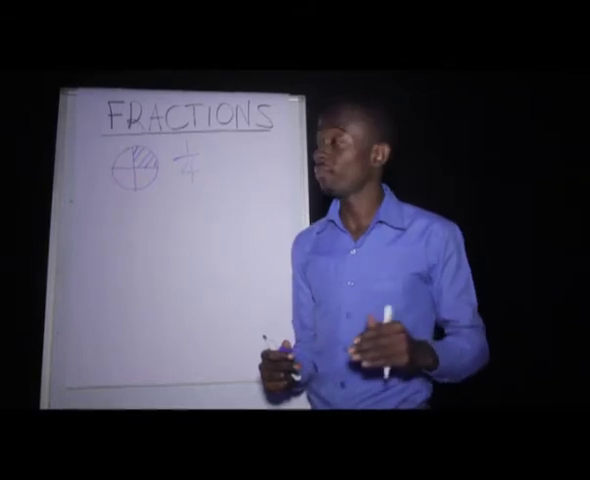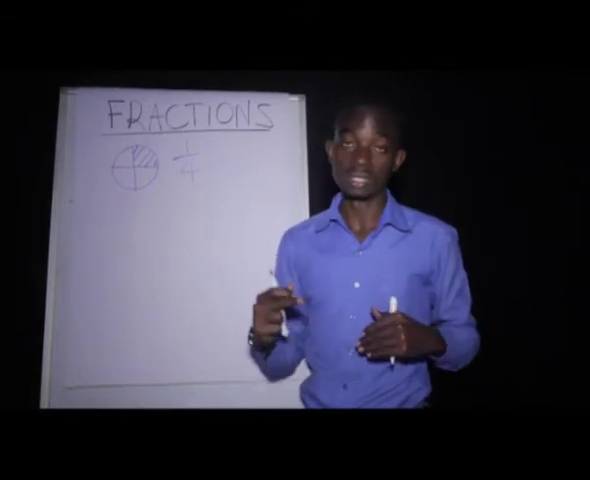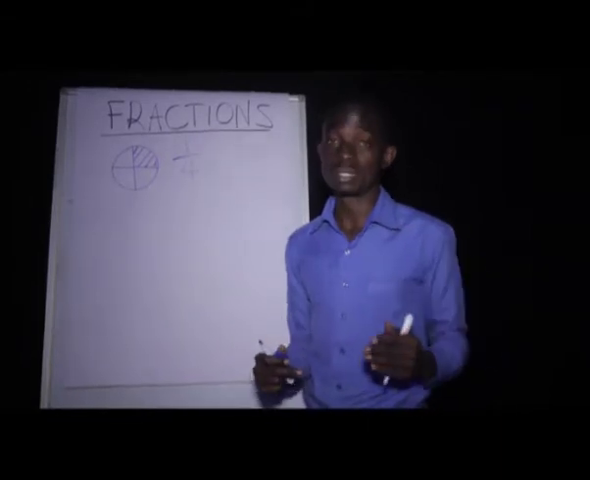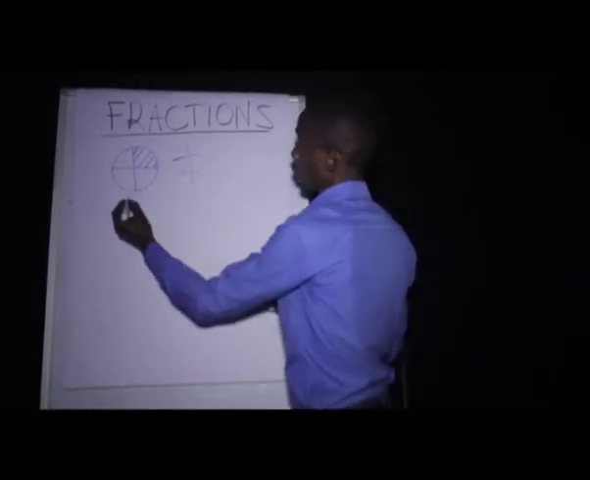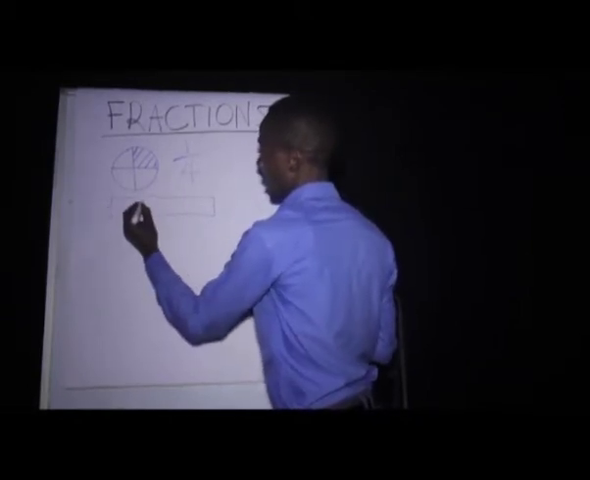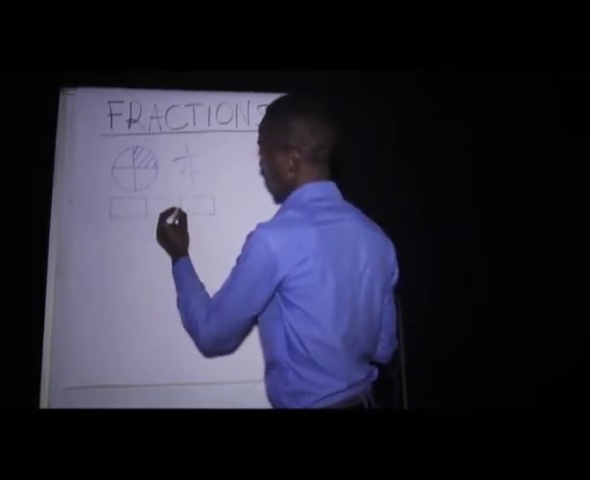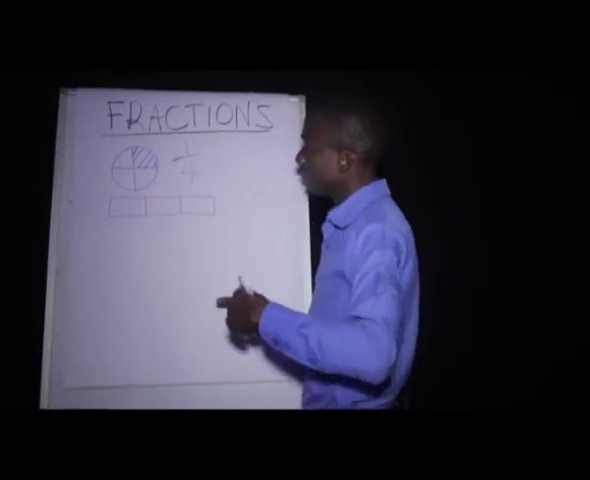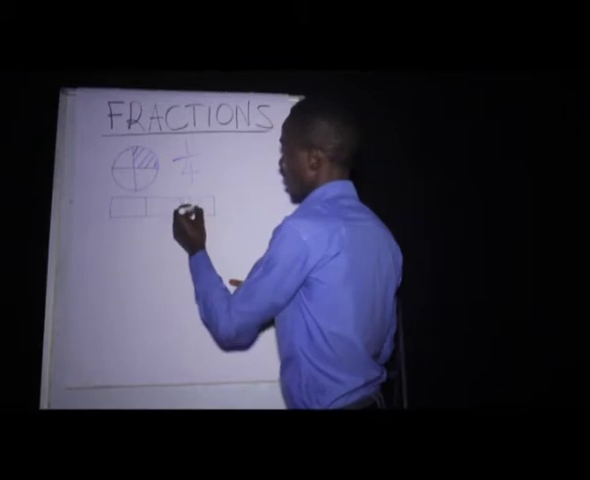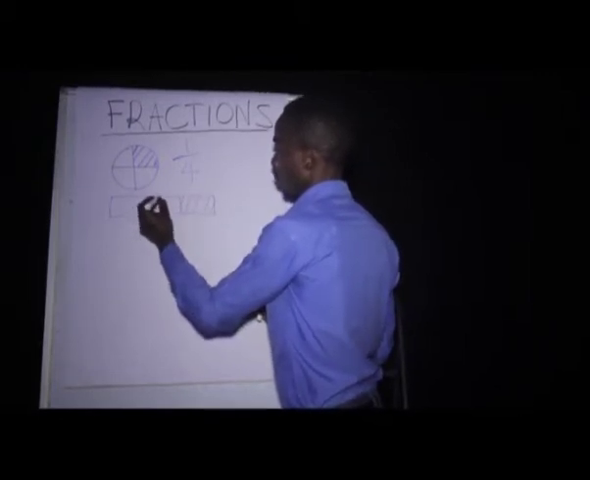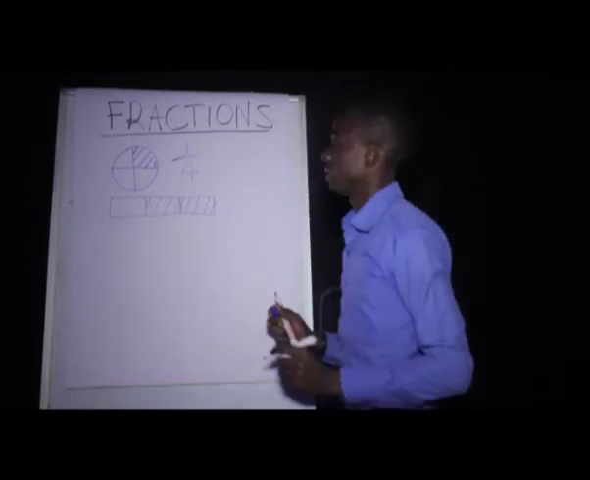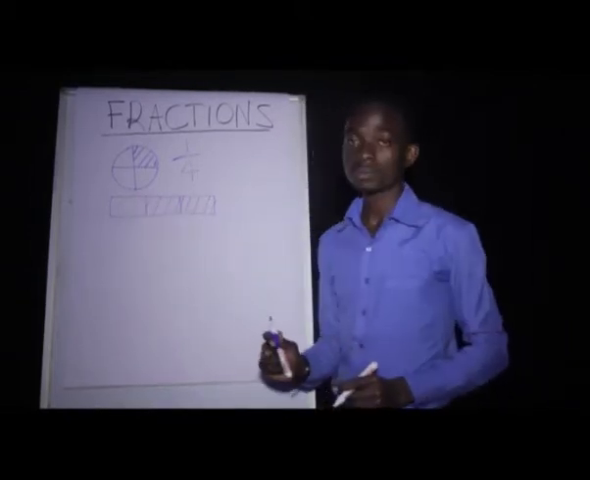Or maybe I have one long sugar cane, and I divide this sugar cane into 3 equal parts. So this is my sugar cane, and I divide it into 3 equal parts. After dividing it, I give 2 parts to 2 girls, and I remain with 1.